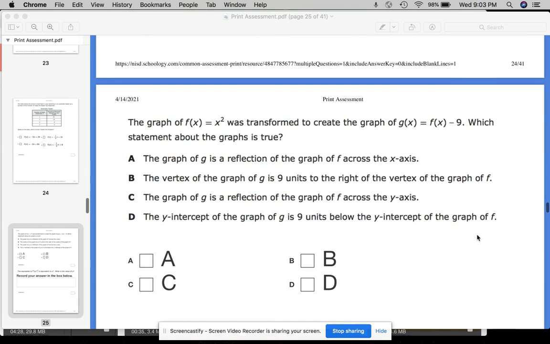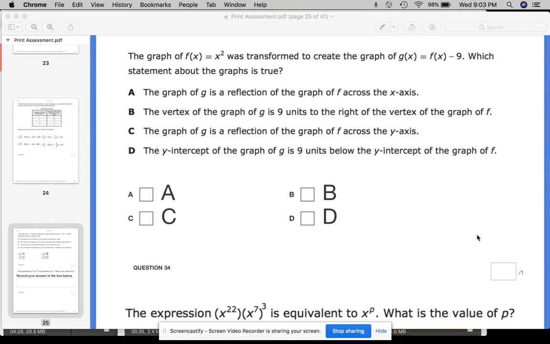Question 33. The graph of f of x equals x squared was transformed to create the graph of g of x equals f of x minus 9. Which statement about the graphs is true?